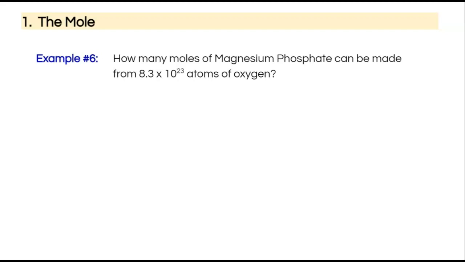So in this example, it says how many moles of magnesium phosphate can be made from a certain number of atoms of oxygen. To help you out a little bit with this question, I'm going to give you the formula for magnesium phosphate. Magnesium phosphate has the formula Mg3(PO4)2. Okay, so give this question a try and see how you do. The nomenclature and the formula here make things a little more complicated, but hopefully you'll be able to navigate it. Then resume when you're ready.